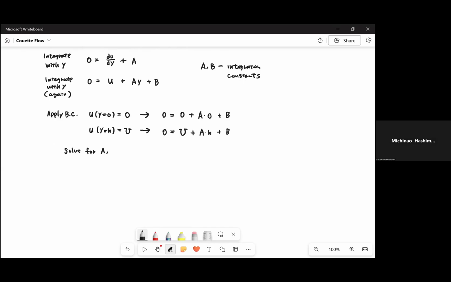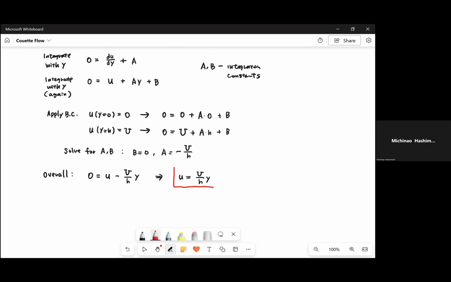So for a and b, we know immediately b equals 0, and that also gives you a equals minus u over h. Okay, this is great. Now, overall, we can just write it. The function of the velocity, lowercase u, equals minus u over h times y plus b, but b equals 0. Then lowercase u equals u over h times y. Okay, this is great.